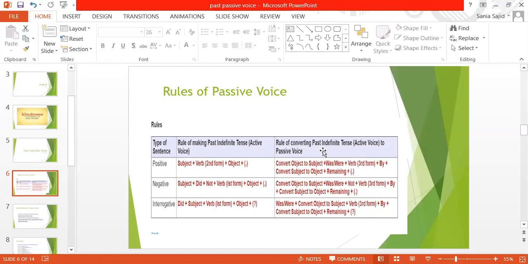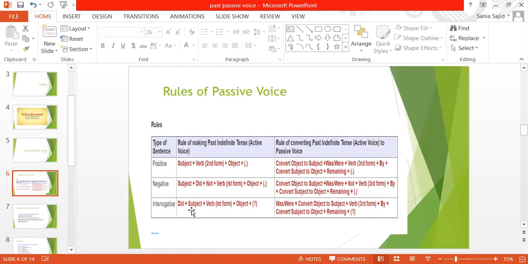Rule of converting past indefinite negative sentence: convert object to subject plus was/were plus not plus third form of verb plus by plus convert subject to object plus remaining sentence plus full stop. We all know in passive voice we use the third form of verb, and we use by, and subject becomes object and object becomes subject in passive voice.